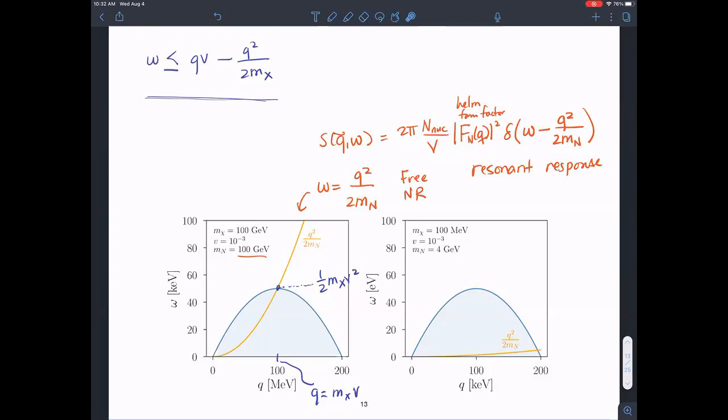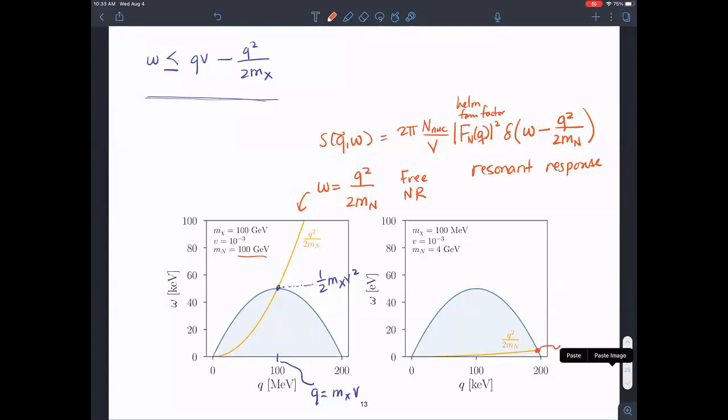On the other hand, on the right side, I've shown the case where the dark matter mass is 100 MeV, but the nucleus mass is a lot heavier, which is 4 GeV. So in that case, the resonant response of the system is given by the orange line down here. And that's kinematically not well matched because you have all this available scattering phase space that you'd like a system to respond to, but it can only respond down here. Particularly, the maximum possible kinetic energy you can get out of this interaction is all the way down here.